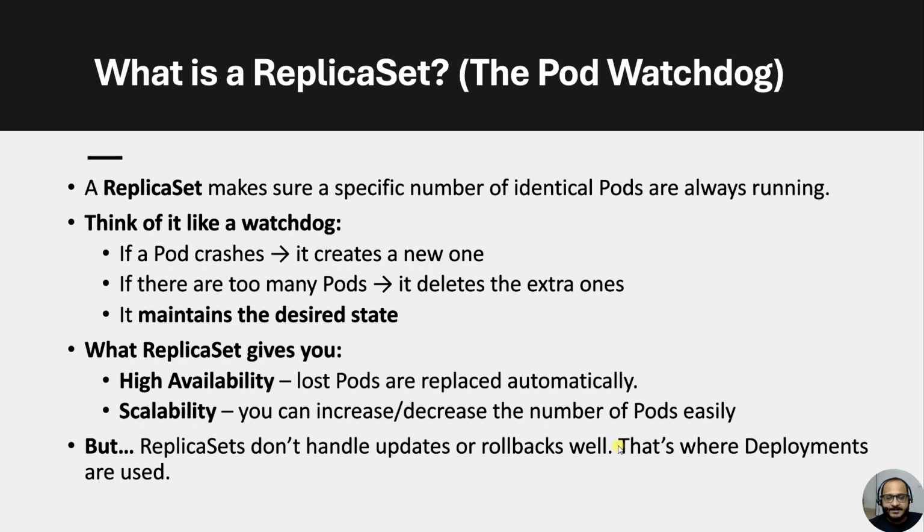Suppose today I am using version 1.1 of my application. Tomorrow I need to deploy another version, maybe 1.2. Now if we see that 1.2 has some issues, then we need to roll back our application to the previous version. That capability a replica set doesn't have. So for that, we need to use a deployment.